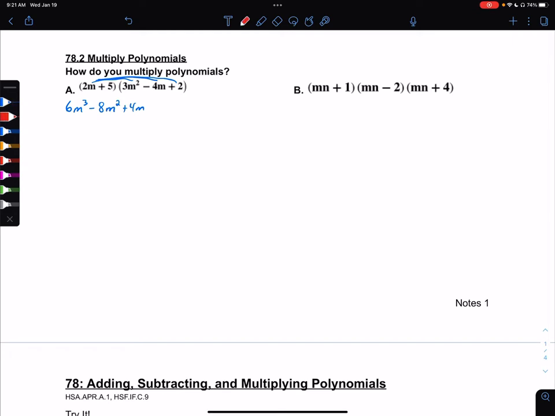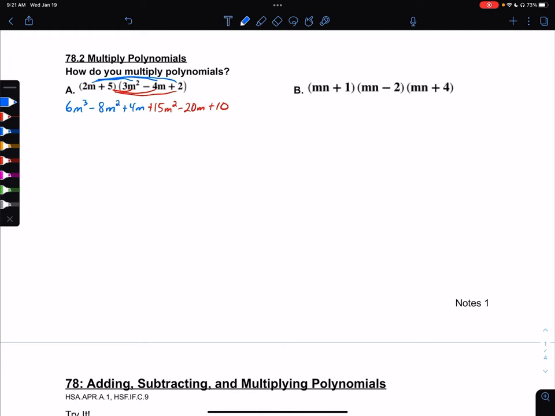Next, we're going to take the 5 and distribute the 5 in the same manner. 5 will be easier because we don't have to worry about adding any exponents, because 5 is a constant. So we would start with 15m squared, negative 20m, and a positive 10. All right, and the only thing you need to do from here is check for like terms and see if you can combine anything.